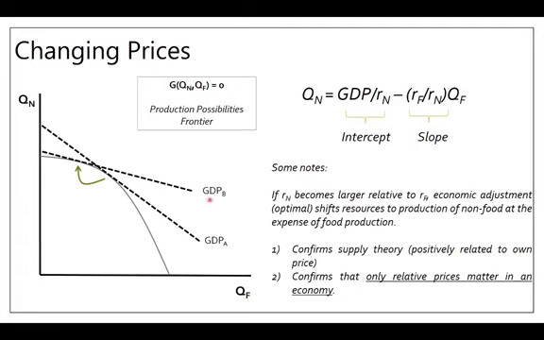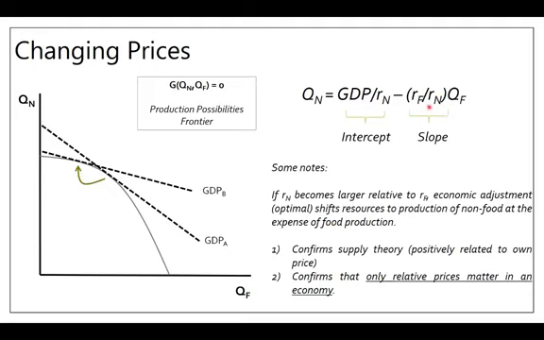Some notes to think about here as you think about this adjustment. If RN becomes large relative to RF, that economic adjustment says make more non-food. Well, that confirms supply theory, right? The idea that non-food output should be positively related to its own price. Supply theory at its core is an optimization problem, or the solution to an optimization problem. It also confirms something else.